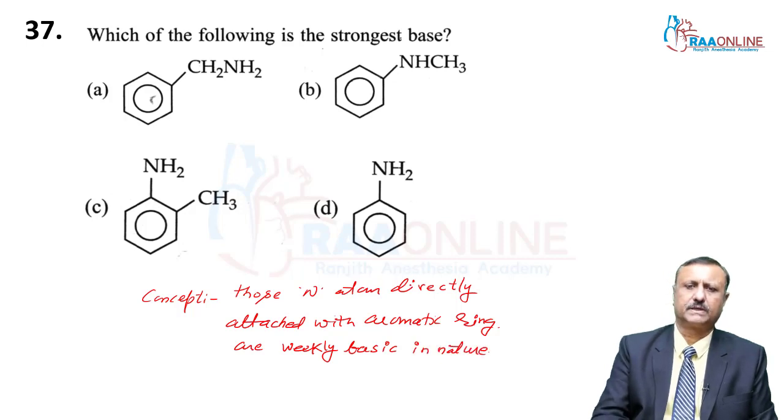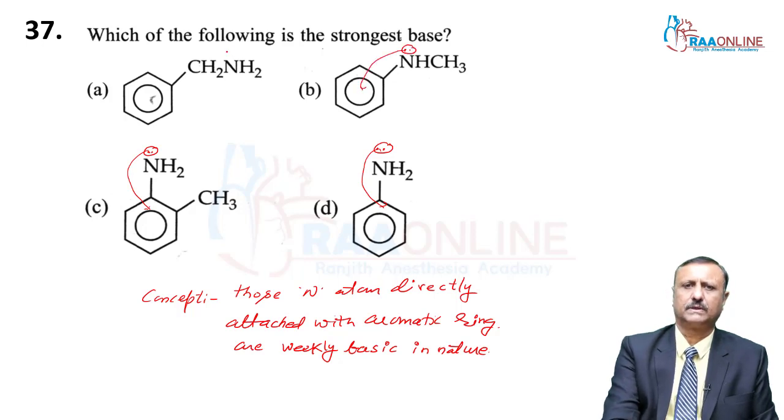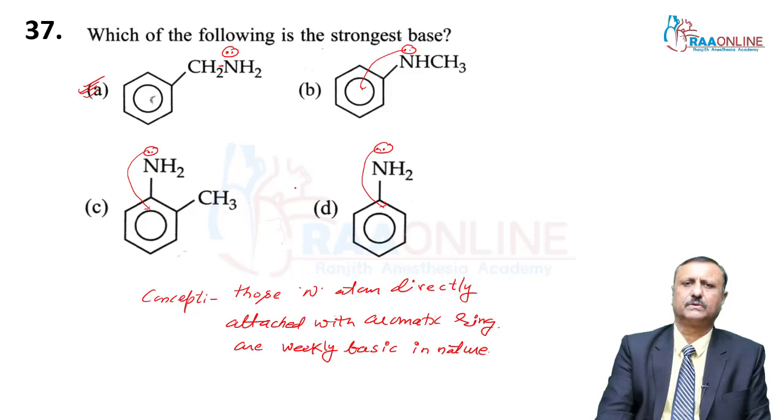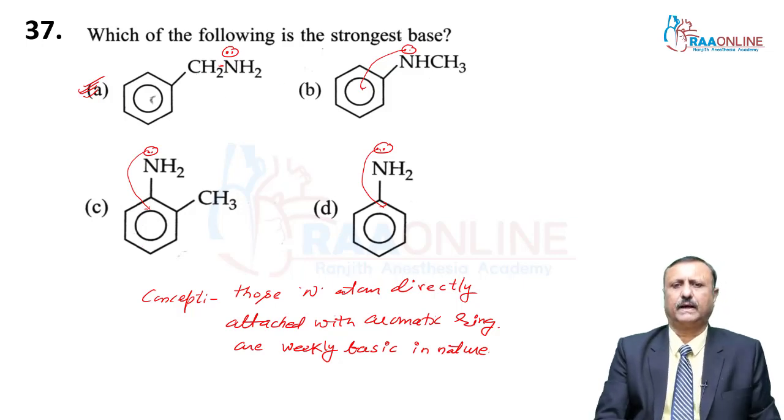My dear students, here you can see this nitrogen atom is attached to this ring, so it is weakly basic in nature. This nitrogen atom is also attached to this aromatic ring, so its lone pair goes into the benzene ring, this one also goes to the benzene ring, and this nitrogen atom also goes to the benzene ring. But this nitrogen atom does not go directly into the benzene ring. So, my dear students, you can go with answer A, because these lone pair electrons are present on the nitrogen atom and do not go into the benzene ring. So it is more basic in nature, the others are less basic, and this is the concept. You can learn this concept.